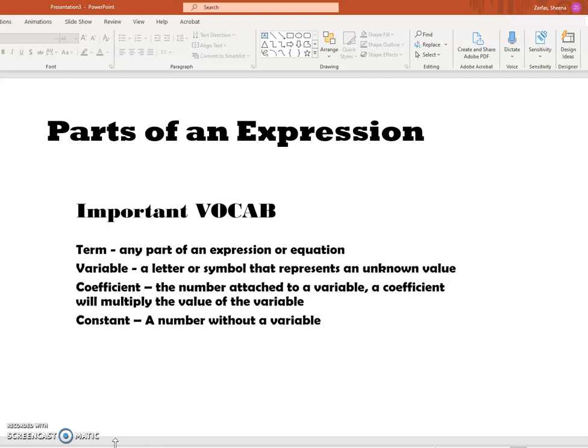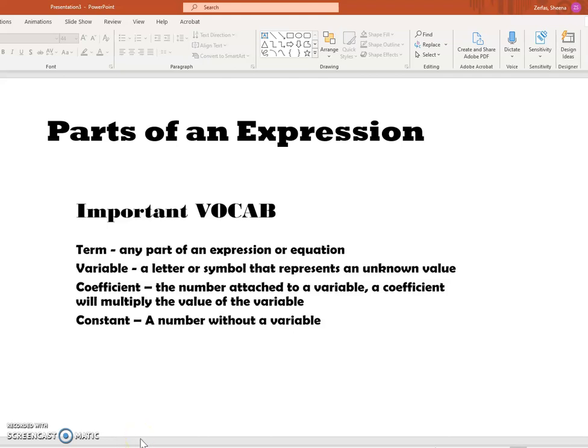Okay. We have terms, which refer to the parts of an expression or equation. We have variables, so we need to know that variables are the letters or the symbols, and we use them because they are representing an unknown value. Connected to variables, we have a coefficient. That is the number that is attached to it, and a coefficient will multiply the value of the variable. Really important to understand that a number that is right next to a letter is multiplying it.